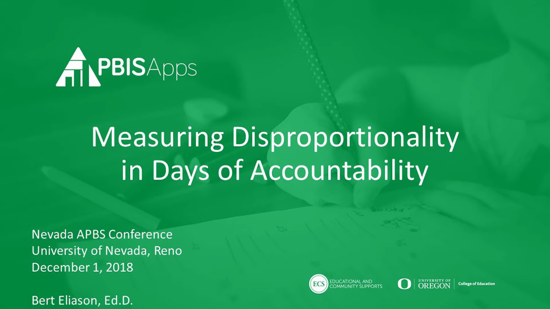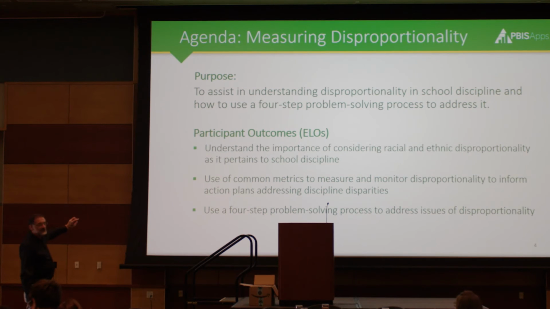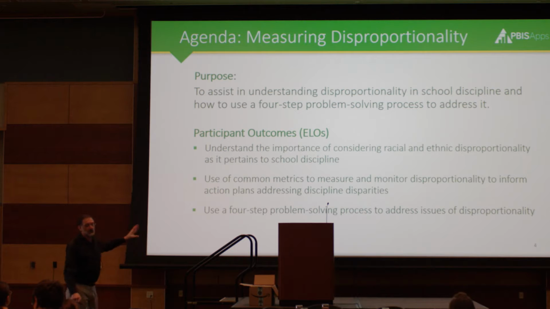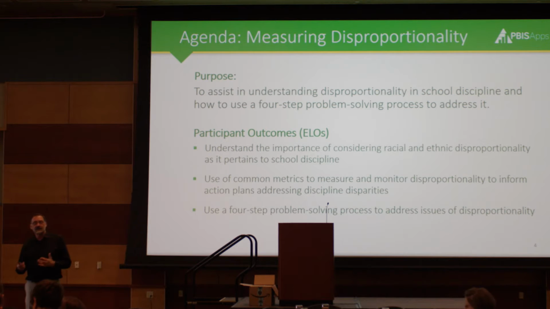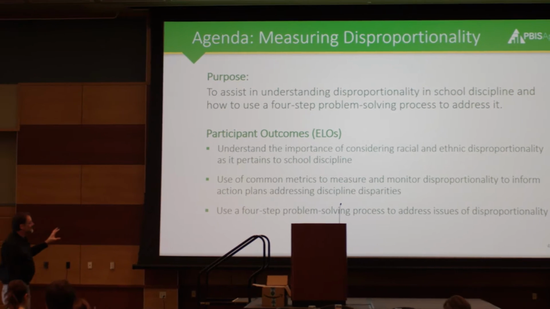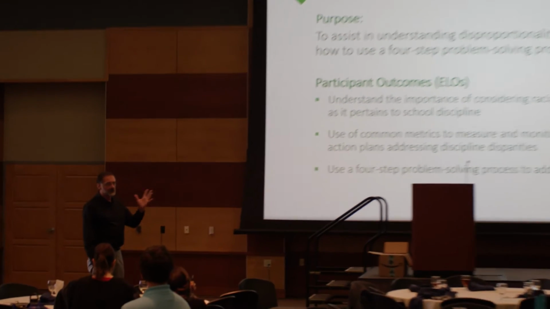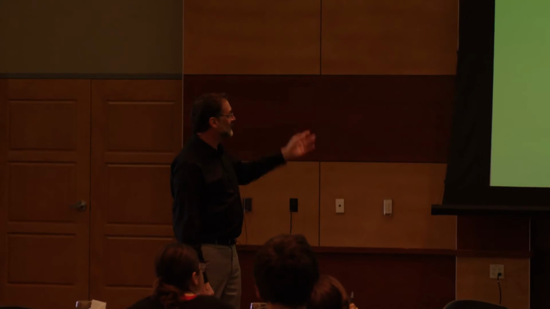Okay, I want to talk about the importance of looking at disproportionality, and especially as we consider it and how we can measure it, because there are some ways that we can effectively measure what's going on in the schools that are commonly accepted, valid, and reliable, and a four-step problem solving. And we have a brief out that I'll talk about a little later on.